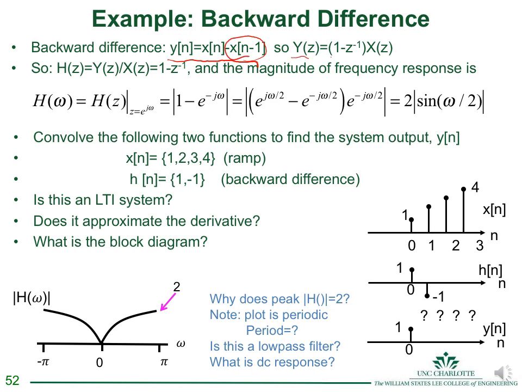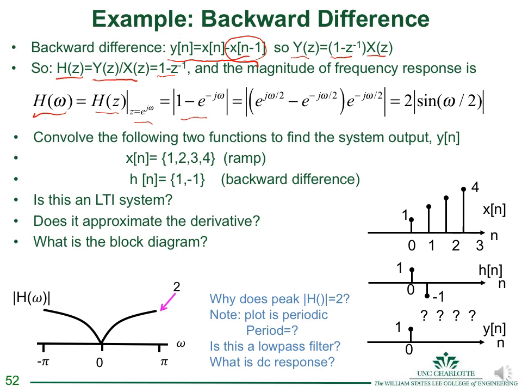So that's H(z). It's just 1 minus z to the minus 1. I can find the frequency response of this system. Remember, H(omega) is H(z) at z equals e to the j omega. So it's just 1 minus e to the minus j omega. If I split the exponents, then I multiply by e to the minus j omega over 2.